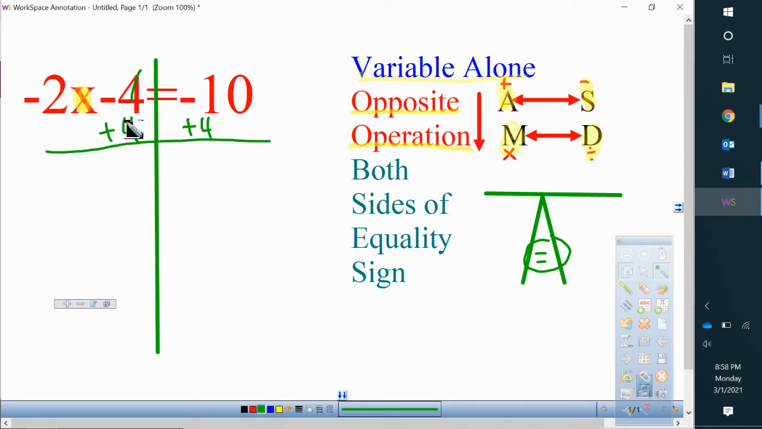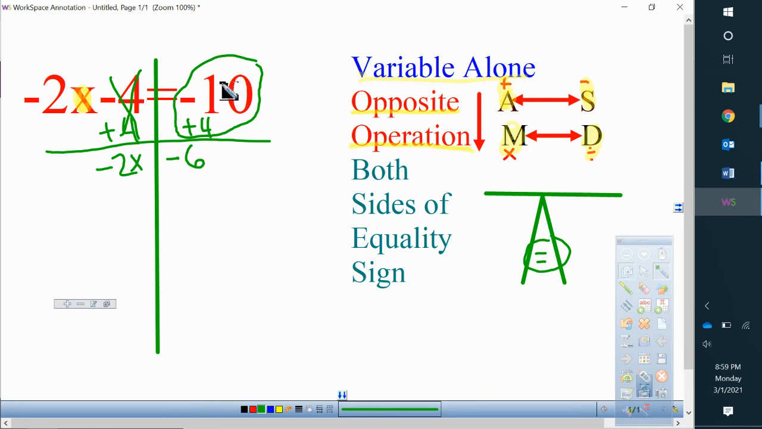So here's what happens. These two cancel out, and I'm left with a negative 2x, and I have a negative 10 and a positive 4. A lot of people make the mistake and say, oh, that means add 4 all the time. No, we have to ask ourselves, are those signs the same or are they different? Okay, I have a negative 10 and a positive 4, which means the signs are different. So if the signs are different, I'm going to subtract and keep the sign of the larger digit.